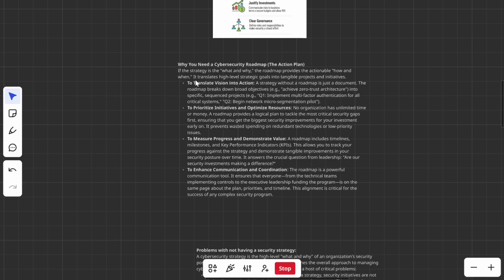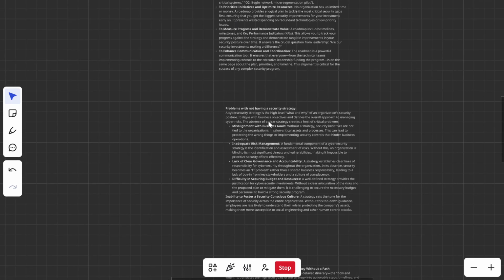Some of the reasons why you need a roadmap is because you need vision into action. It's not just vision. You have a strategy, you have to put that strategy into action. You need a roadmap. Prioritize initiatives, measure progress, enhance communication and coordination, you need a roadmap.